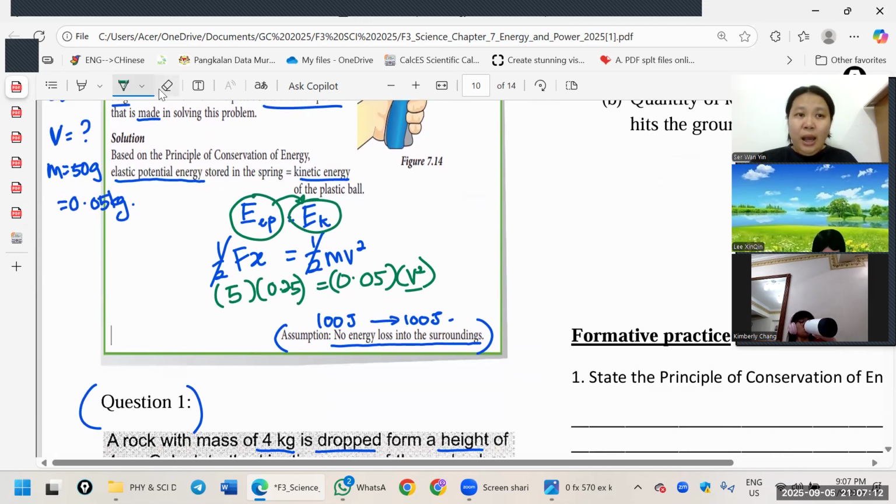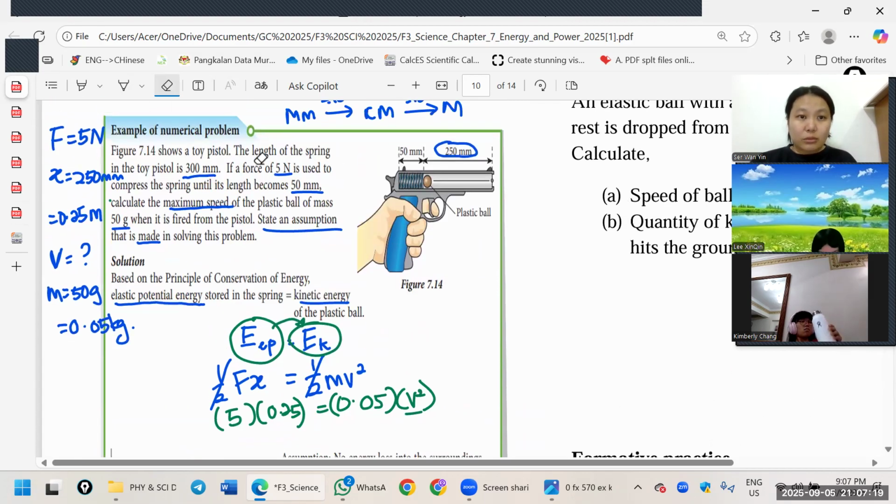Teacher, I thought F means we have to times 10 for the mass. They already told, see, if the force 5 Newton is used to compress. Yeah, so 5 Newton, no need to change already.